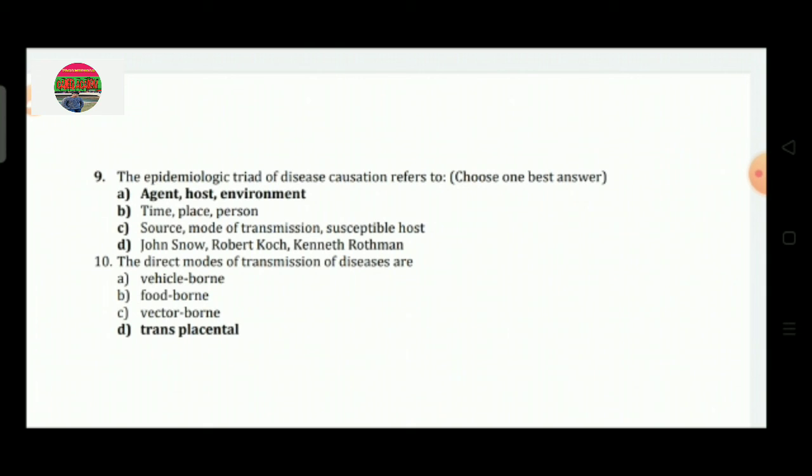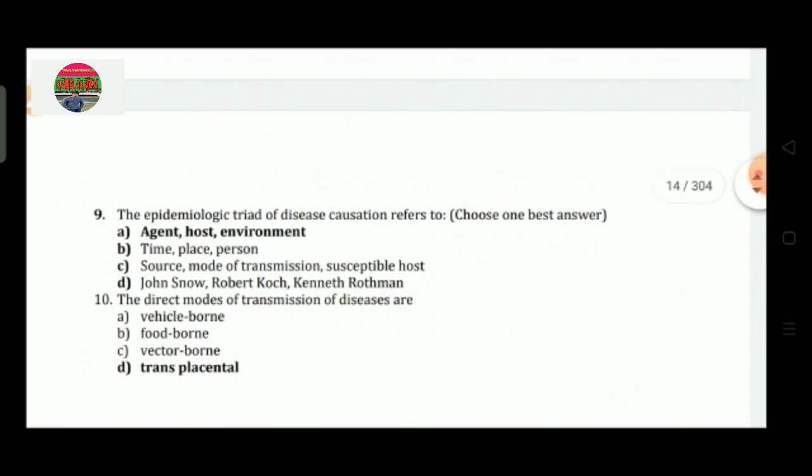Question number 10 is, the direct mode of transmission of disease is: option A is vehicle borne, option B foodborne, option C vector borne, and option D is transplacental. So the correct answer is option D, that is transplacental.